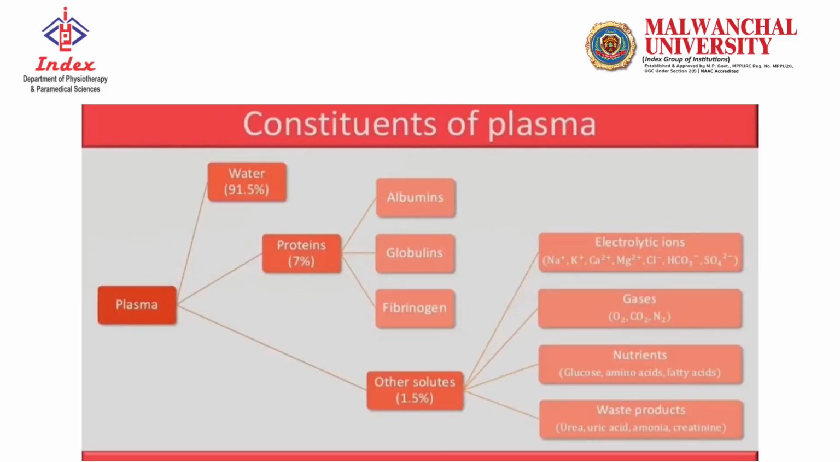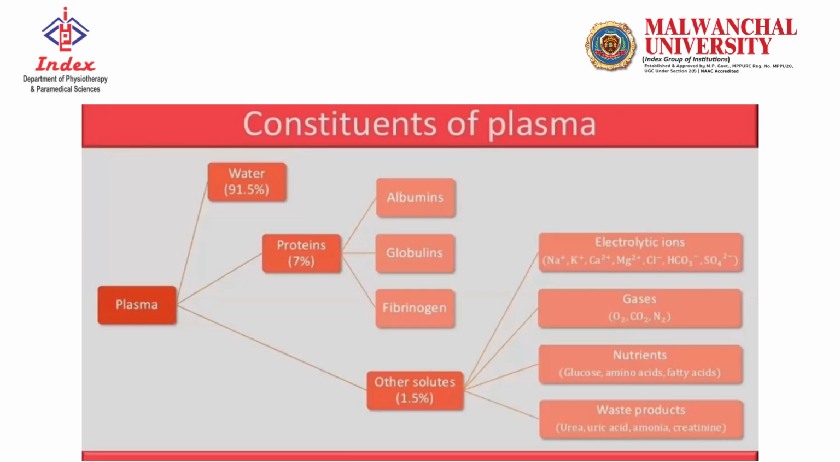Constituents of plasma. Now we'll discuss constituents of plasma. There is 91 to 92% water, and 7% proteins present in plasma, like albumins, globulins, and fibrinogen. Other solutes make up 1.5% of plasma: electrolytes and ions like sodium, potassium, calcium, magnesium, chloride, HCO3, and sulfates.